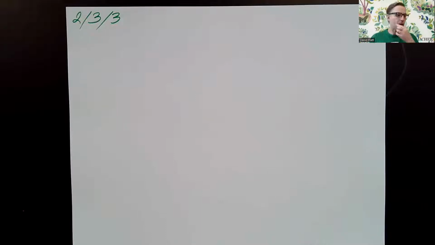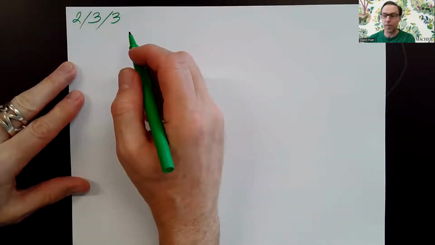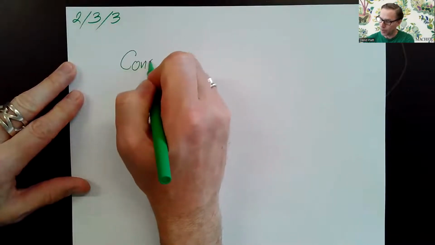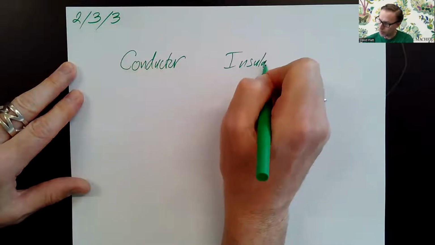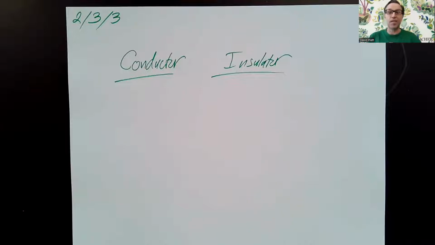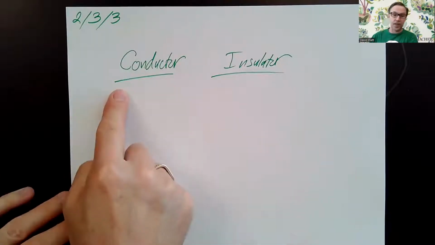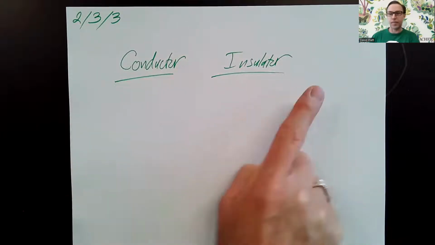So last time, I introduced the vocabulary words conductor and insulator. And we said that things in the world are not really divided into two categories, A or B. There's really a spectrum, and things fall somewhere along that continuum of being a good conductor and therefore a bad insulator, or a good insulator and therefore a bad conductor.